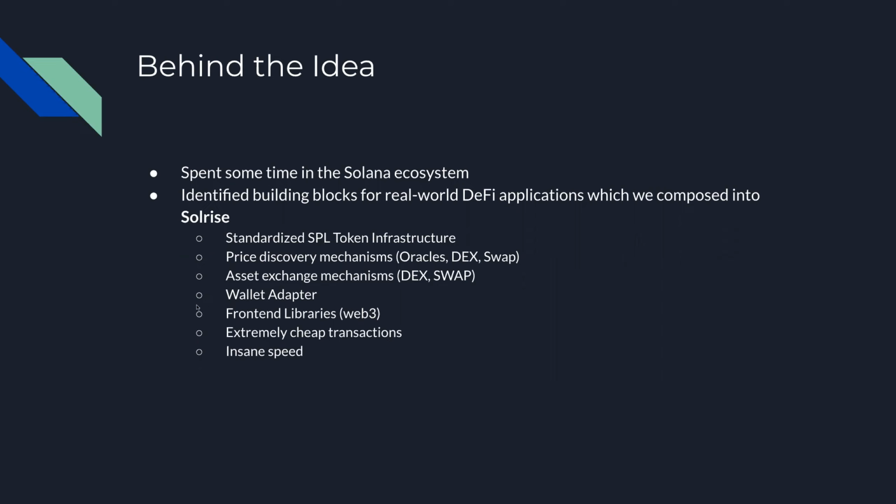So first of all, we definitely needed, and Solana had from early on, a standardized SPL token infrastructure, and different price discovery mechanisms, such as oracles, or potentially even trying to obtain prices from the DEX or swap on chain. Oracles are something that came really recently, and we've utilized them greatly in our project. Then the asset exchange mechanisms, DEX and swap, wallet adapters for connecting and signing transactions, front-end libraries, extremely cheap transactions, and insane speed.